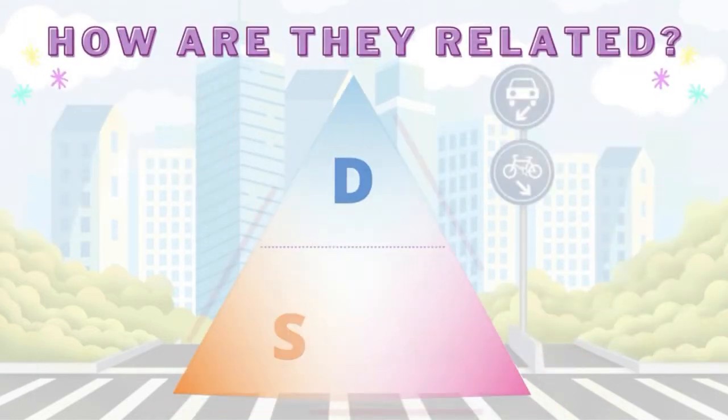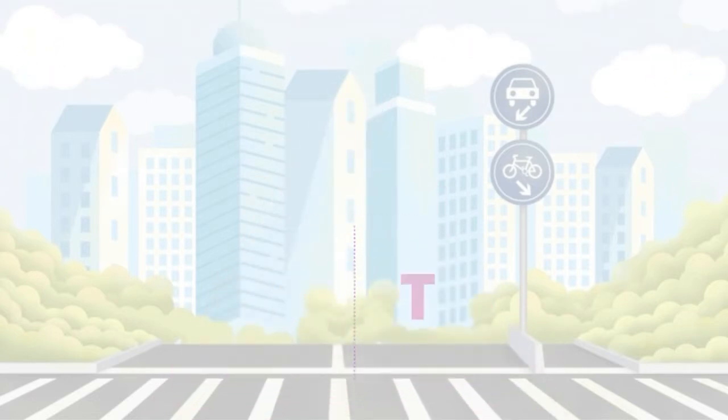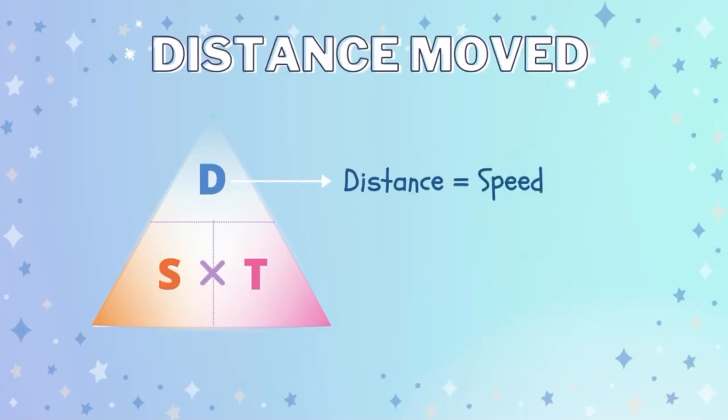So, how are they related? As you can see, this is a triangle formula. At the top we have distance, speed on the bottom left, and time on the bottom right. I will explain how this triangle works.